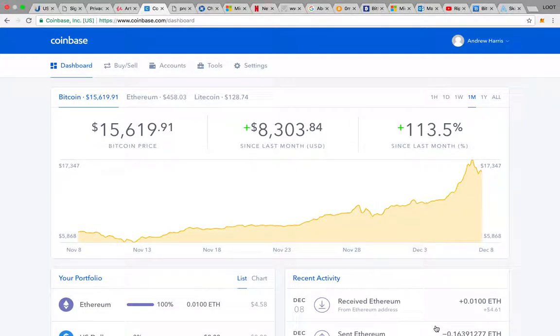So I know a lot of us are starting to get into altcoins, and so I wanted to do a quick tutorial on how to purchase altcoins using Bittrex. Right now we're looking at my Coinbase account. Let me go to Bittrex really fast.